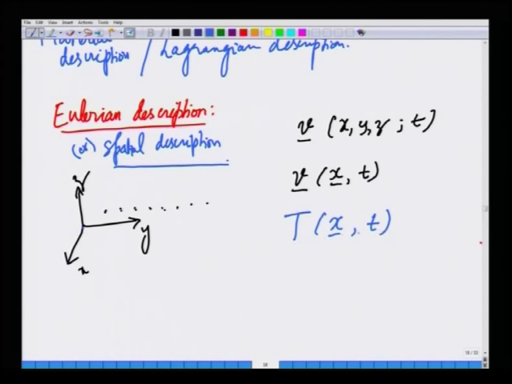So, what is T of x, t at a given location? If I fix x, so if I have a 3 Cartesian coordinate system, I can fix x. At a fixed x, how does the temperature change as a function of time, okay? Or at a given time, how does the temperature vary as a function of x, y, and z. So, this is called the spatial description in fluid mechanics.